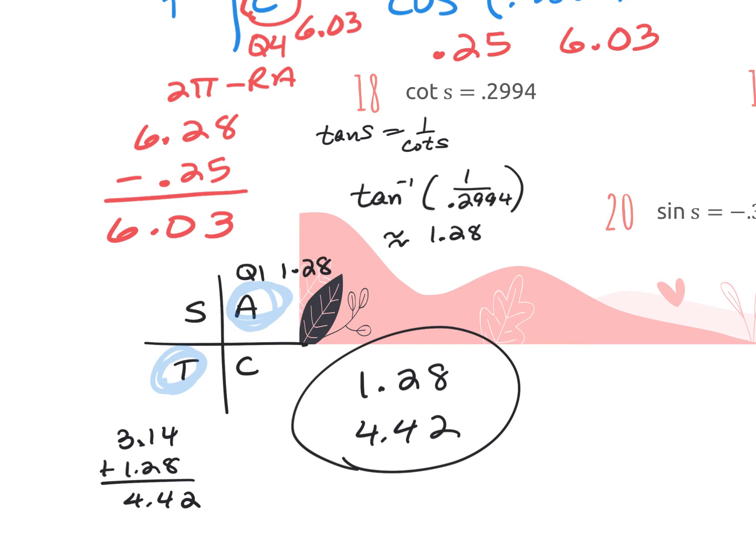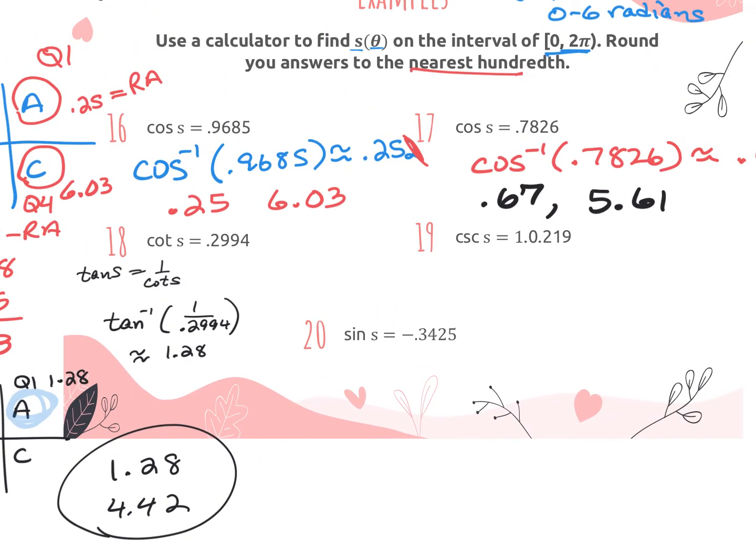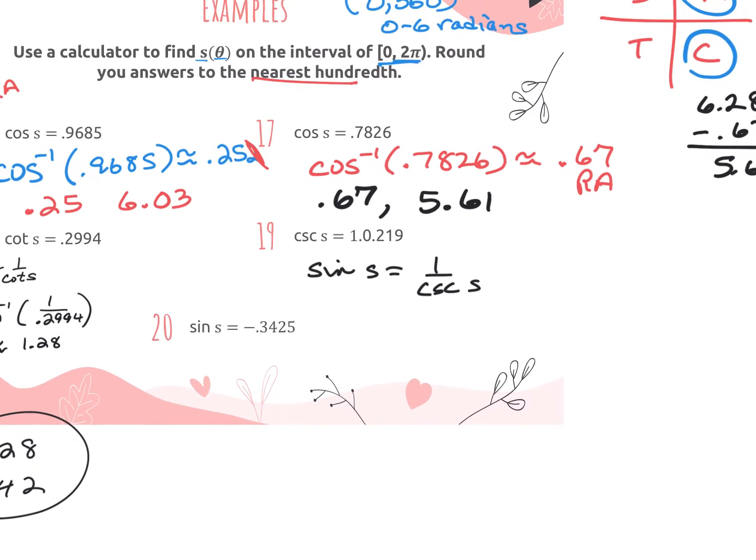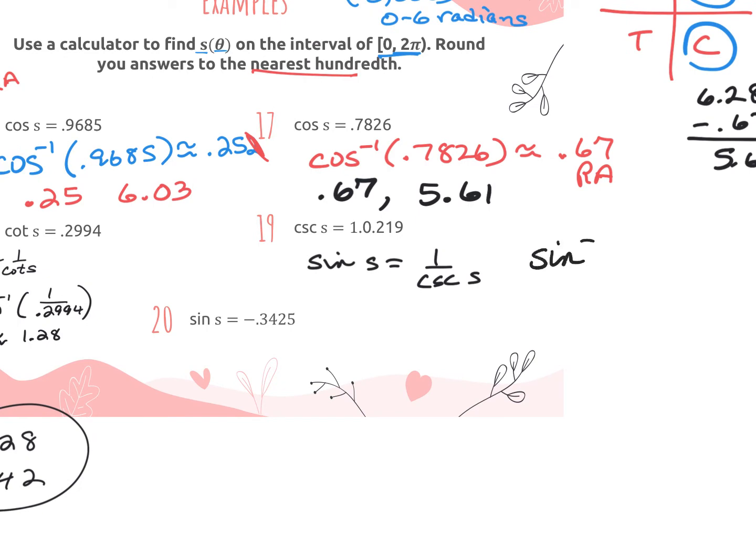Cosecant, same thing for number 19. There is no button on your calculator that has CSC. We have to use its reciprocal, which is sine. So sine is equal to 1 over cosecant. So what we're going to be doing is sine -1, 1 over, or 1 divided by, and the decimal point should only be 1.0219. You're going to hit enter.